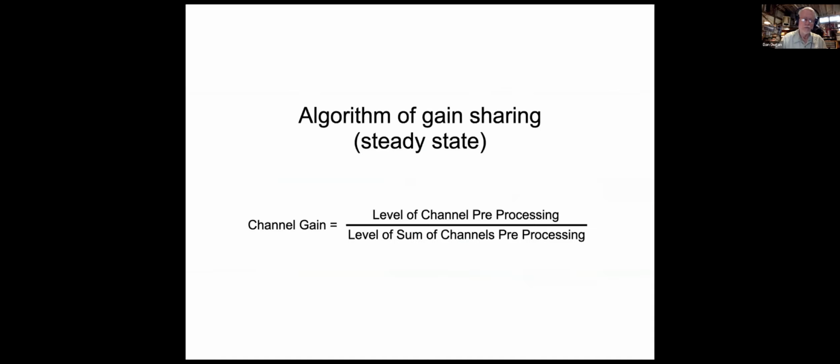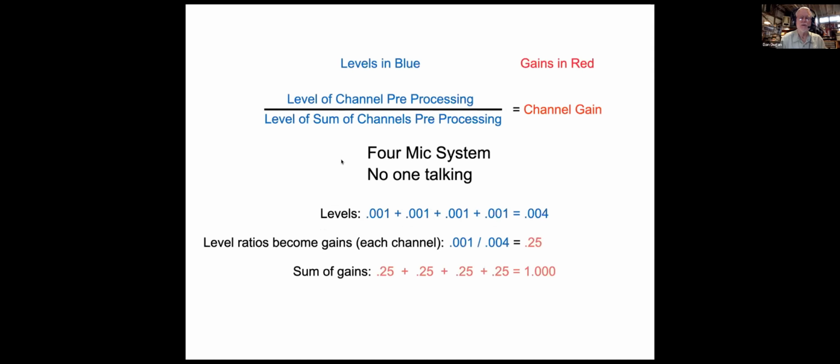The algorithm is amazingly simple. And I can tell you, if I had designed this algorithm, if this formula had come from my mind to the page, I would be a genius. But I must say it fell out of experimenting. I did not think this up, and it's so amazingly simple. You take the level of the channel pre-processing, and you take the level of the sum of all the channels pre-processing, and that ratio, you make the channel gain. That's all. That's the algorithm. Couldn't be simpler. Let's look at some examples, some thought experiments here.